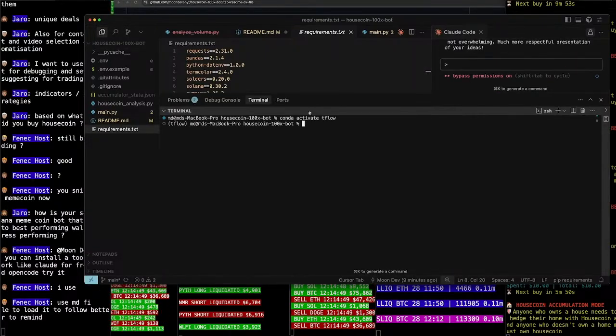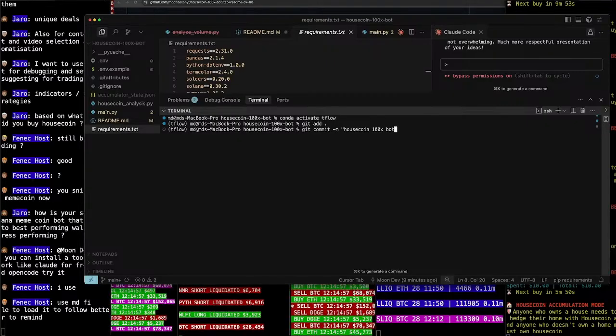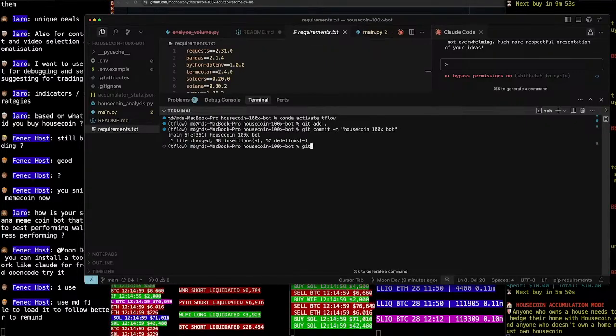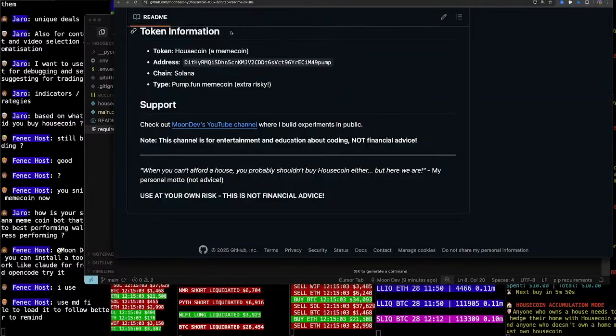New terminal. Git add dot, git commit, slash Housecoin, 100x spot, git push. Okay, let's go ahead and see the new README here.